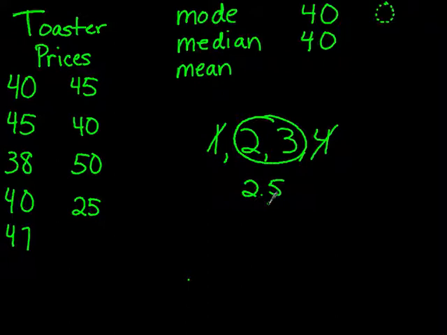And it's just like before, you can add them up. 2 plus 3 is 5. 5 divided by 2 is 2 and a half. Basically, you're finding the mean or the average of that, which is what we're going to be talking about next.